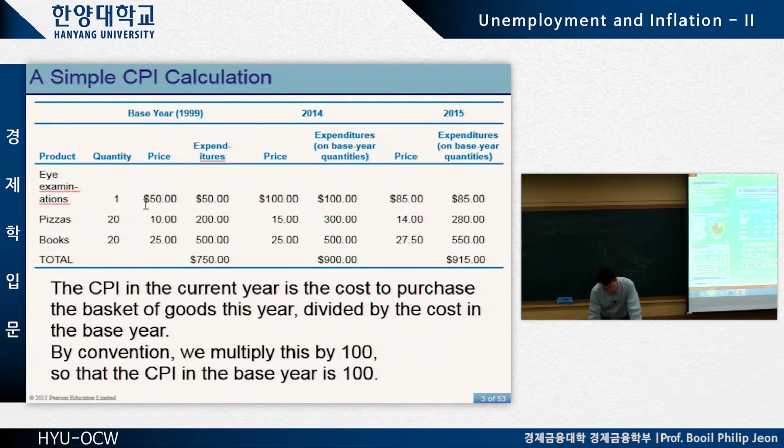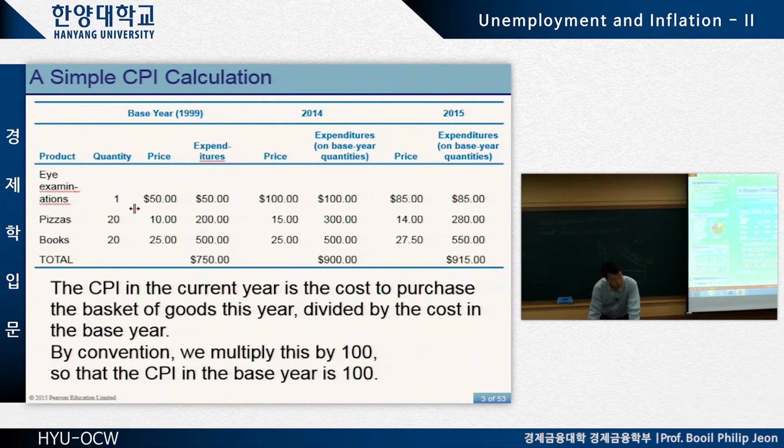And then we have prices for each thing, and we multiply the price by the unit. So total cost is $750 in 1999. And suppose we're using 1999 as the base year. And then we collect the same information for 2014 and 15. We have some changes in the prices. So you multiply the prices by the quantity for each item.